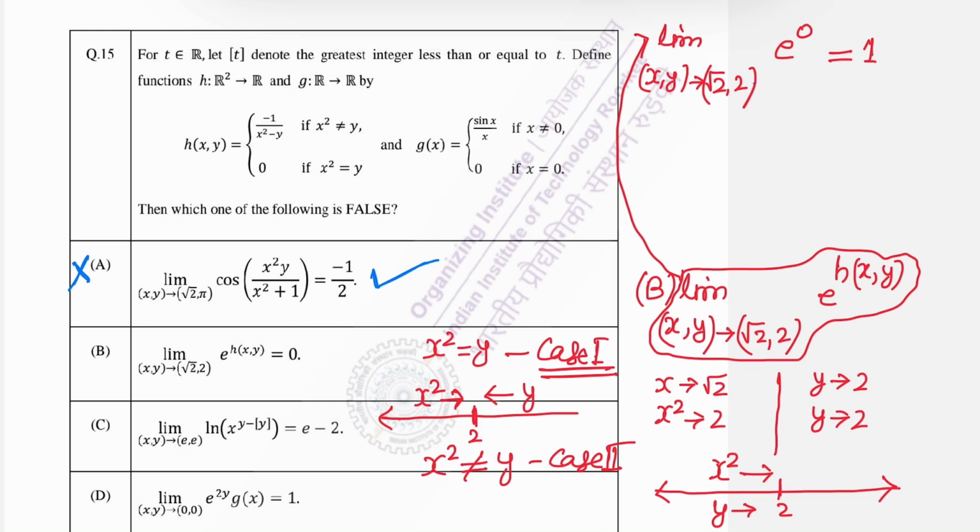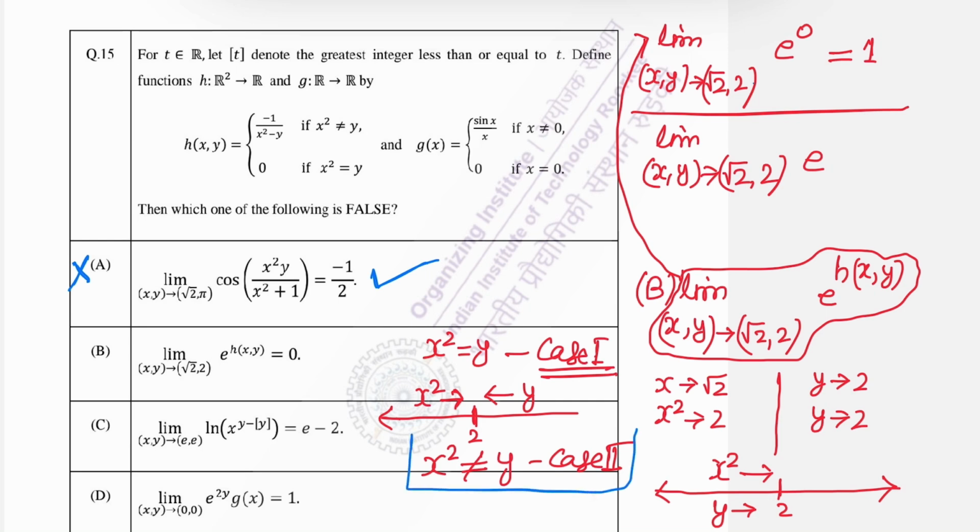Let us check for the second case, and it is clear that B is wrong, but we should check all the options so that we may learn something. Okay, so for case 2, limit xy tends to root 2 comma 2. Okay, and for this case I show you in a blue enclosure.